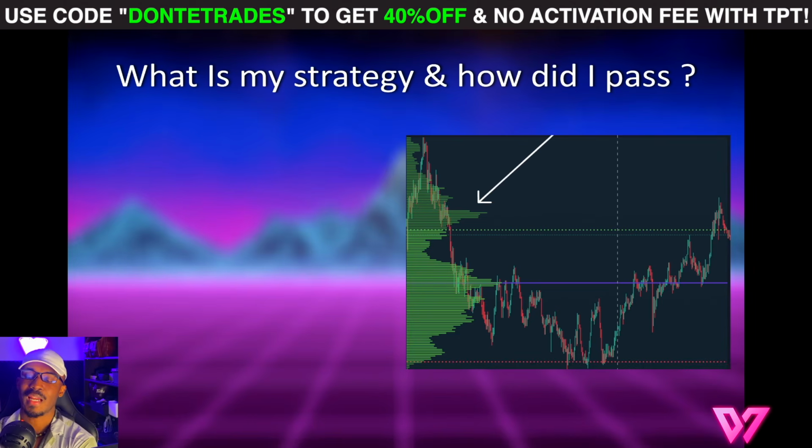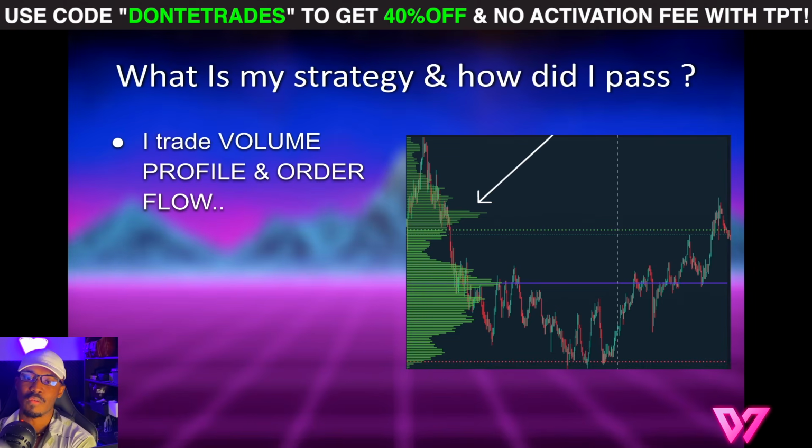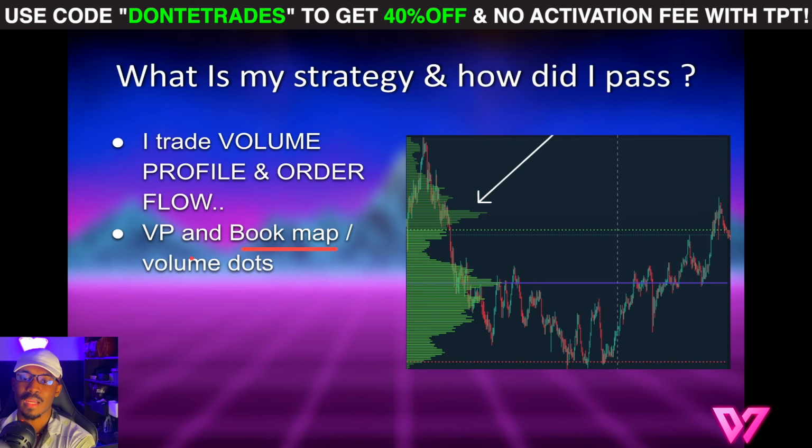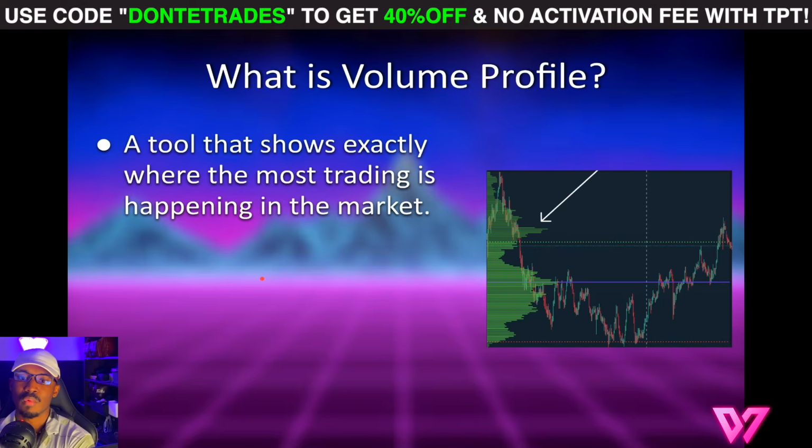So what is my strategy and how did I pass? So I trade volume profile and order flow. So volume profile and book map or volume dots, and I'll break down to you guys what that means here in this video. So what is volume profile?